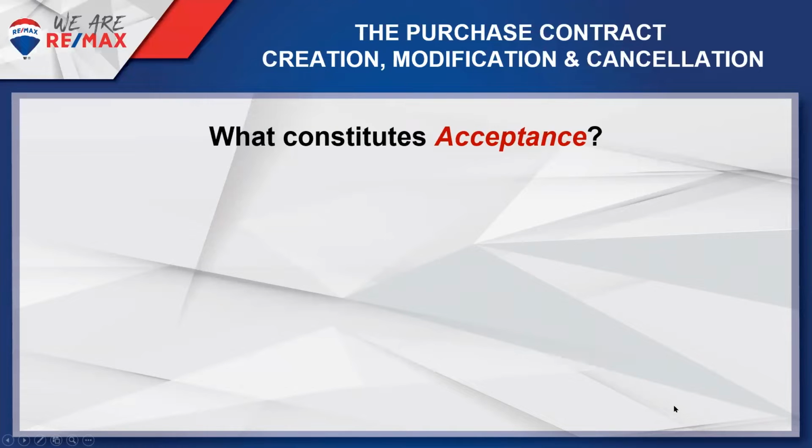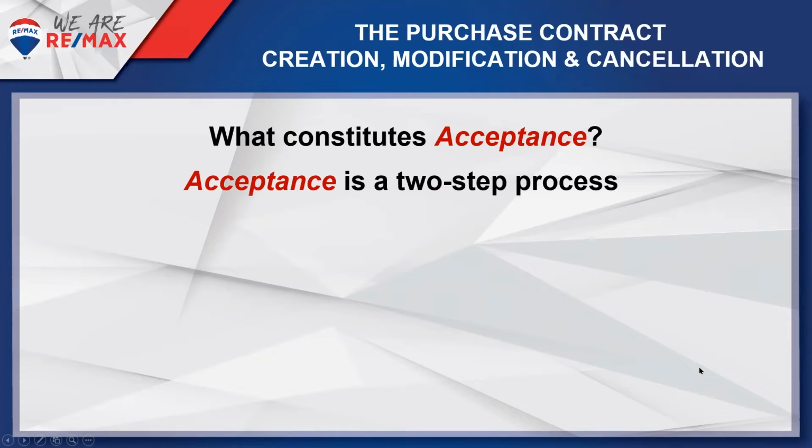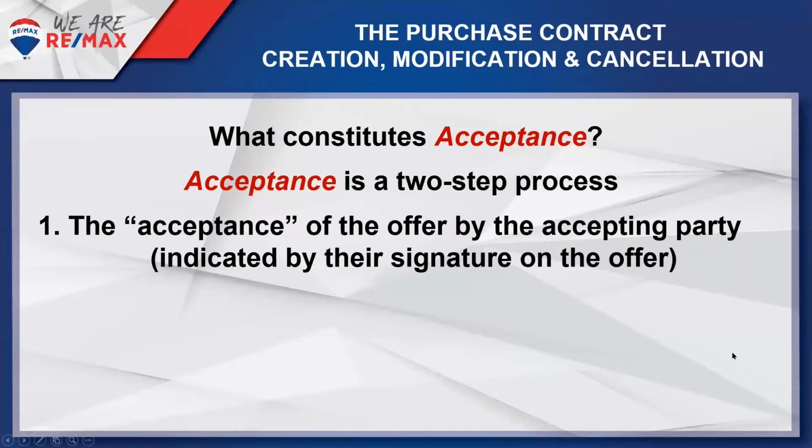Okay, what is capital A acceptance? In order to have a binding RPA, there's got to be this acceptance. And again, it's a little more than what some people realize. Acceptance is a two-step process. There are two events that have to occur for acceptance of a real estate contract to occur. The first event is what I call the small a acceptance of the offer by the accepting party. That is indicated by their signature.